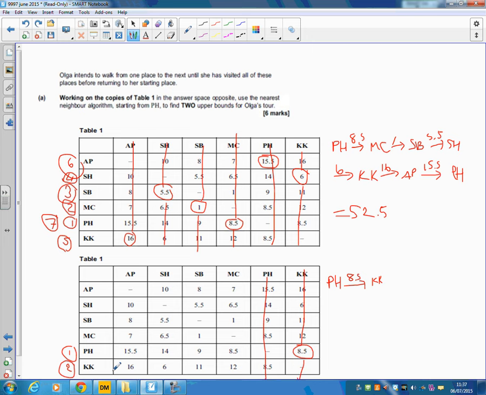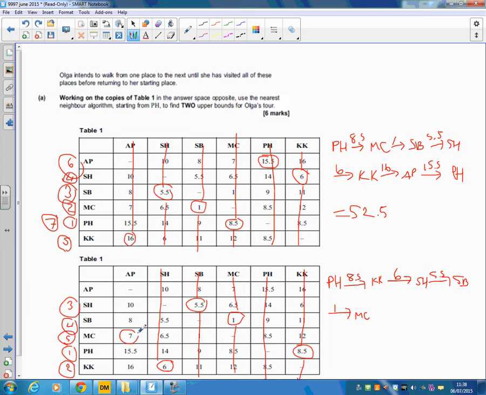So now we look along KK. We want the shortest, which is SH, which took us 6. So SH, which took us 6. So don't want to go back to SH. SH was the 3rd one we went to. We're now at SH. Shortest to it is SB, which is 5.5. SB, which is 5.5. So that's our 4th one that we went to. Don't want to go back to it. At SB, shortest one is MC, which is 1. So MC, which is 1. Not going back to it. That's the 5th one we went to.